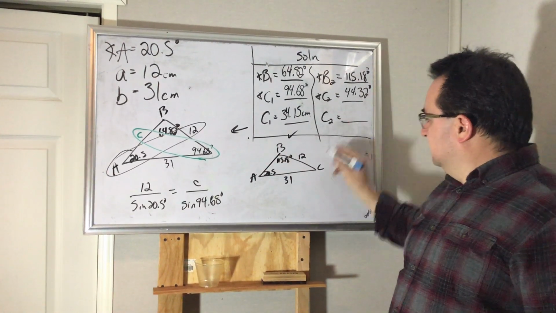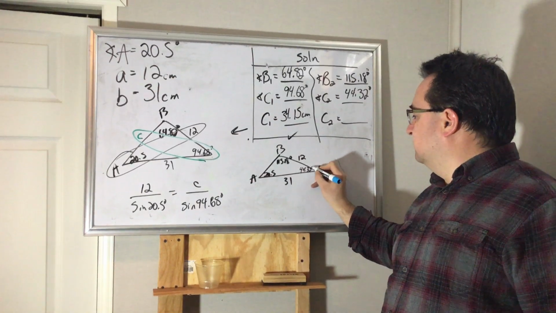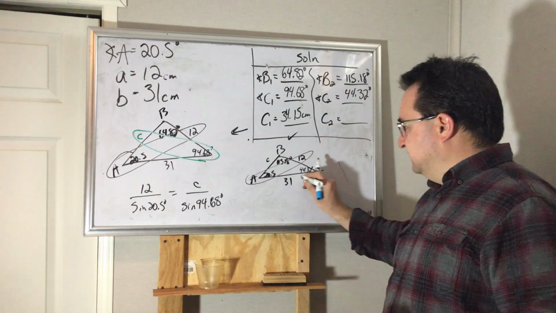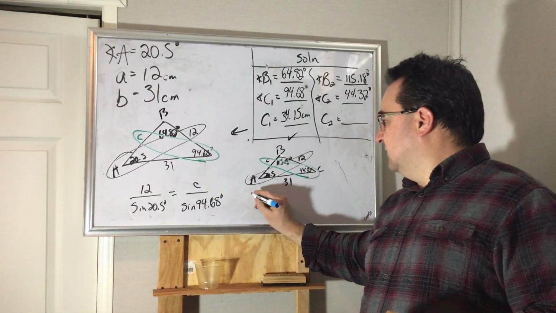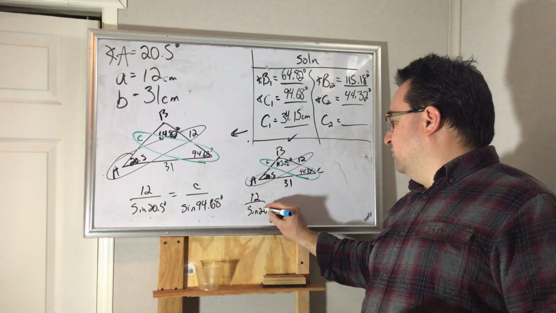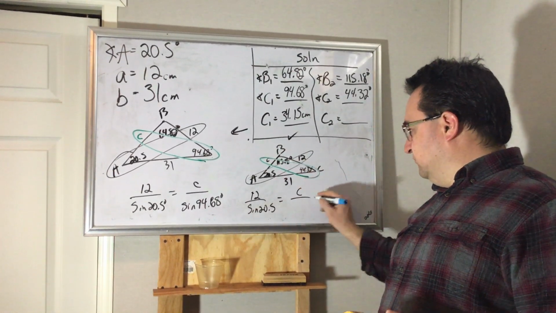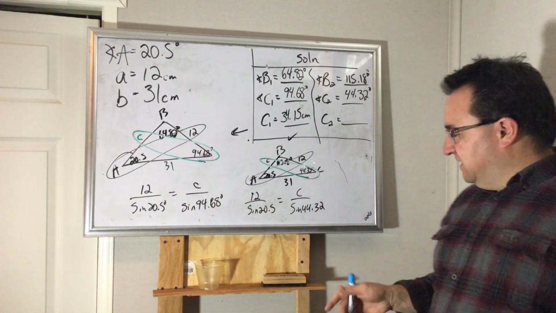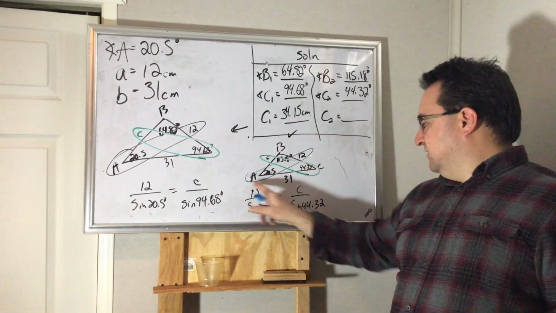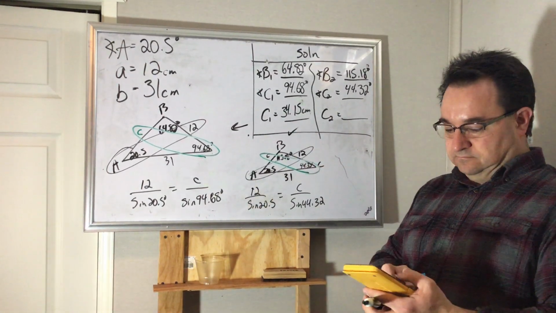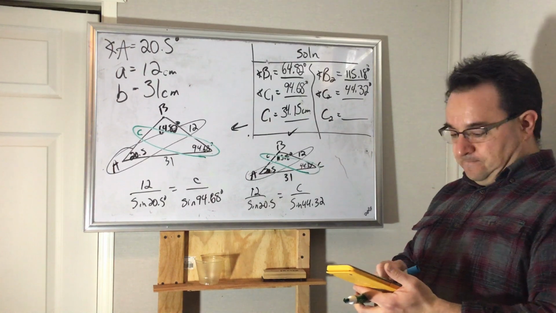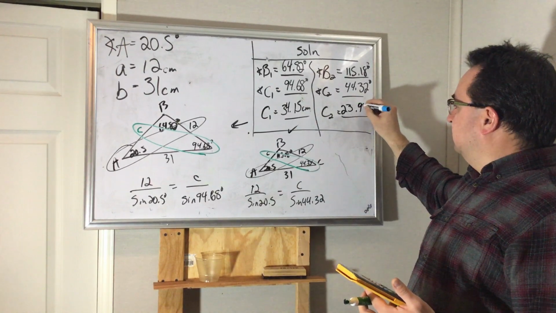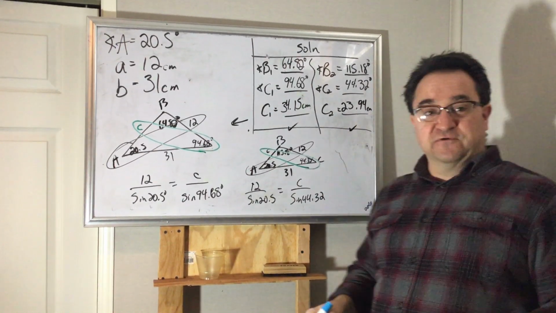Well, here's my picture. We just figured out 44.32. So here's one opposing pair, and I'm going to use this for my other. 12 over sine of 20.5 equals C2 over sine of 44.32. So our last computation here, C2, is going to be this product. So this is 23.94 centimeters. And there's our full solution.